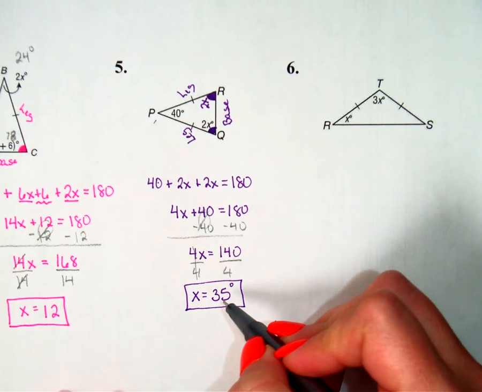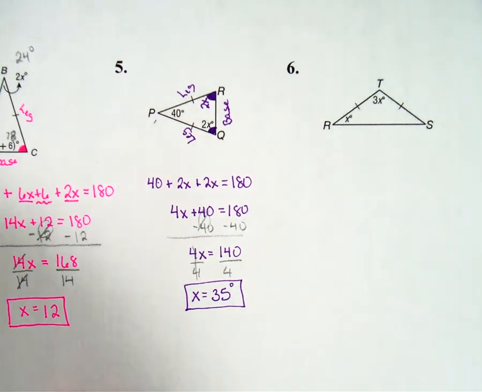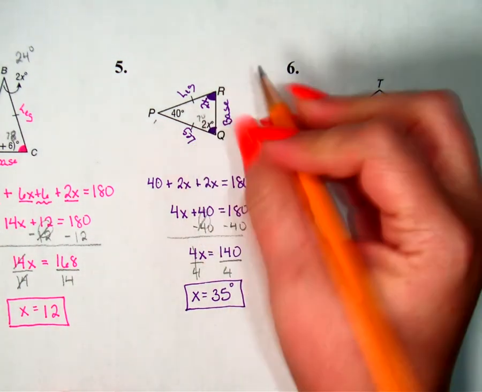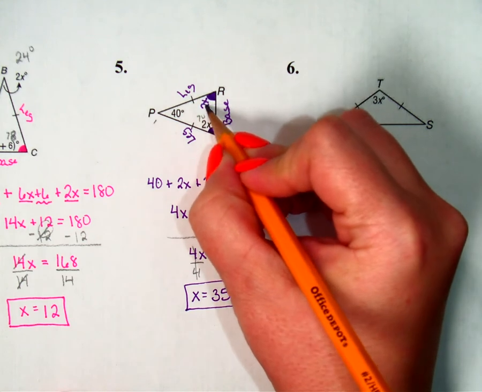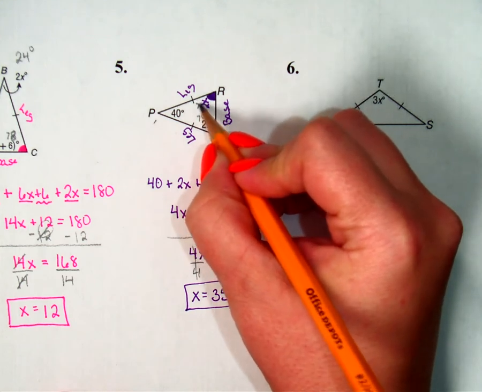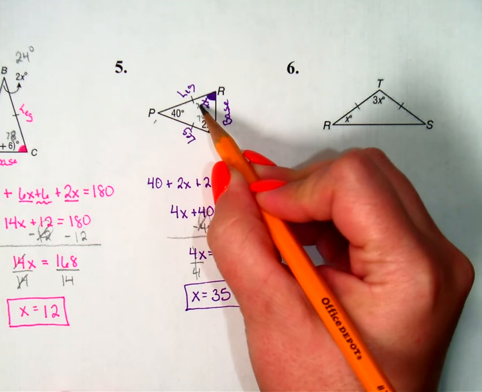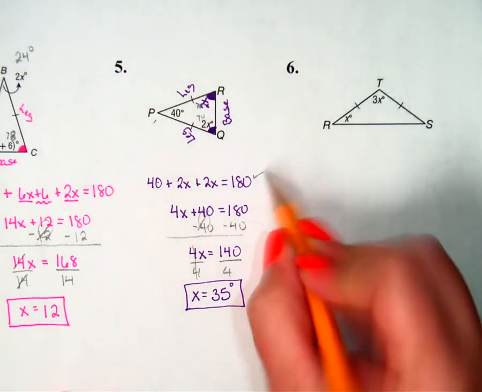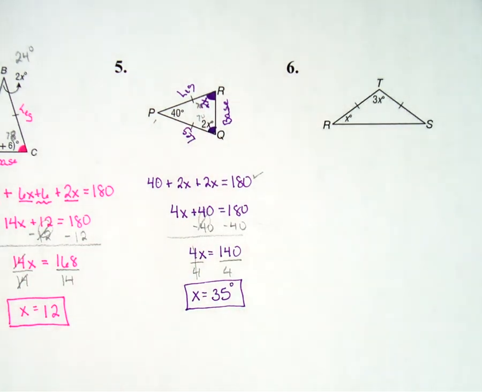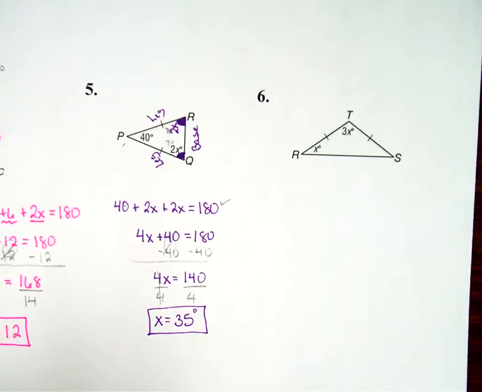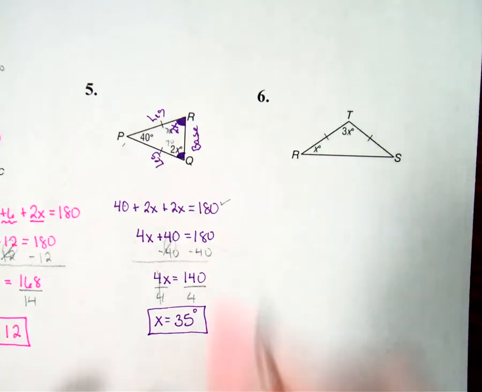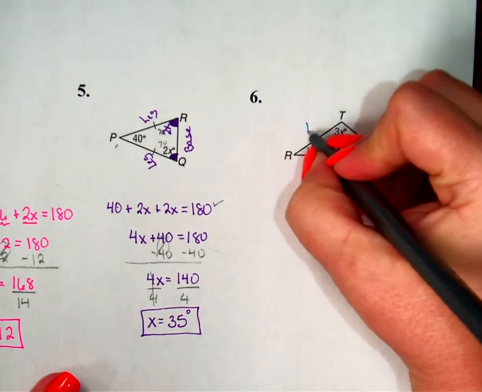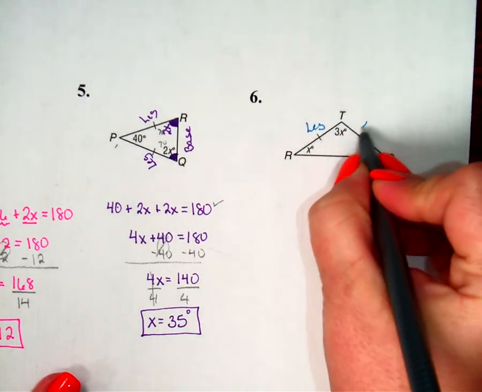Okay, I can check that. 2 times 35 is going to be 70, so this angle is 70, which means this angle is also 2 times 35, which is 70. 70 plus 70 plus 40 is 180, so it works out. Okay? All right, one more. Let's look at this last one. For the last one, I have an isosceles triangle where I have two congruent sides.